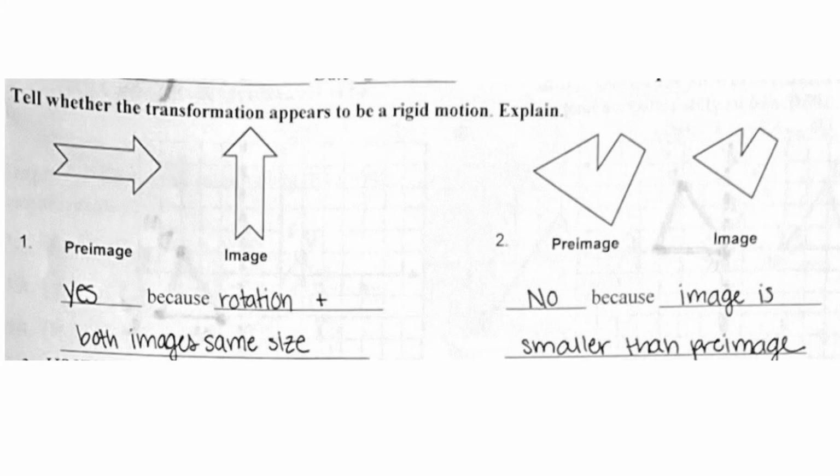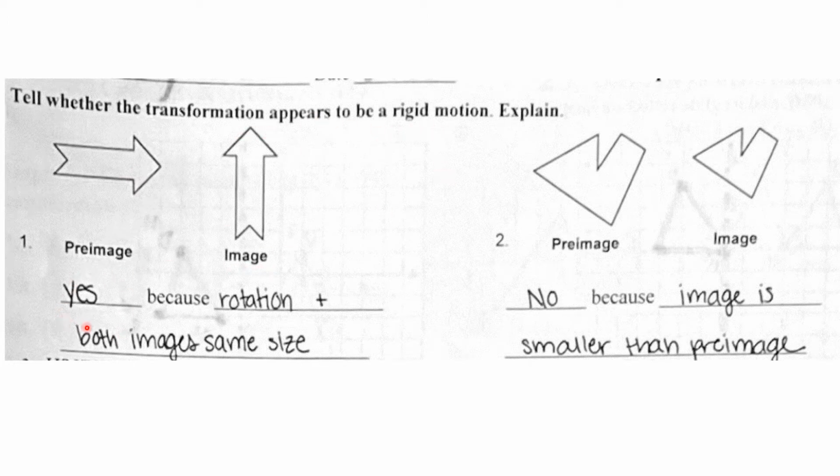Okay, so this was a worksheet. So if you have a printer, that's awesome. If you don't, you can just go ahead and write this out on a piece of notebook paper and take a picture. But number one gave us this little arrow, pre-image, and image, and it says, is it a rigid motion or not, basically?